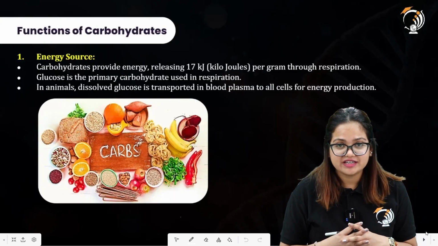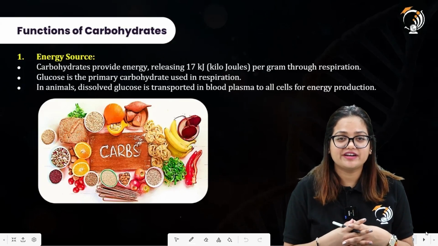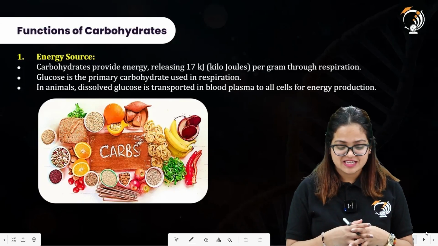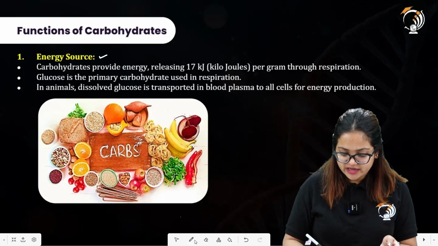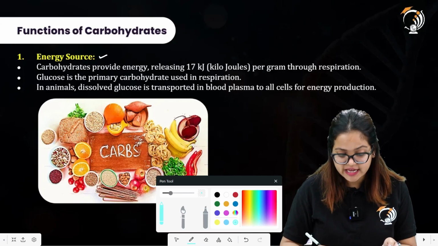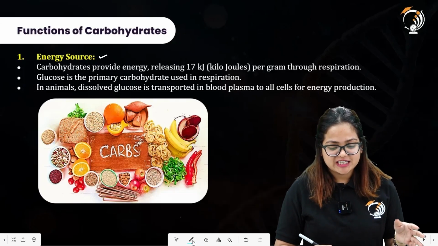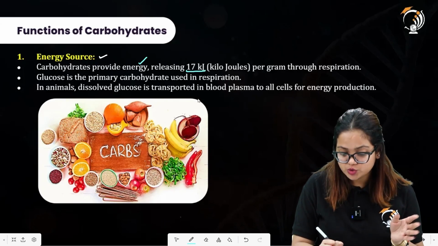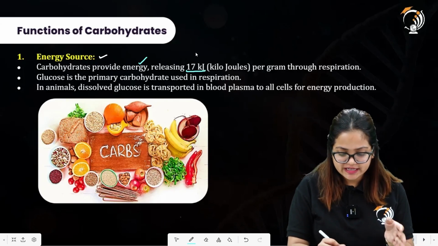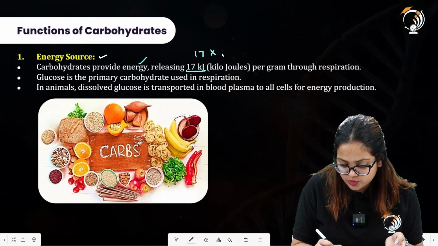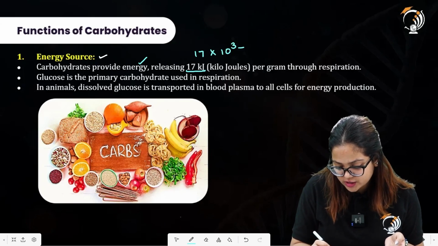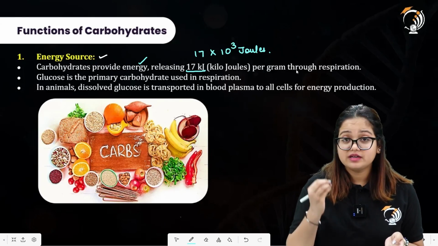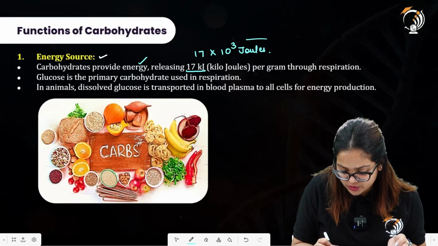Functions of carbohydrates. Now, why do we use carbohydrates in our food and why do we consume them? So, here are the reasons. First reason is that they provide us with the energy. So, they are acting as an energy source. Carbohydrates provide energy, releasing 17 kilojoules. And what do we mean by kilojoule? That is 17 into 10 to power 3 joules. So, this is the amount of energy we are getting per gram of carbohydrate molecule.